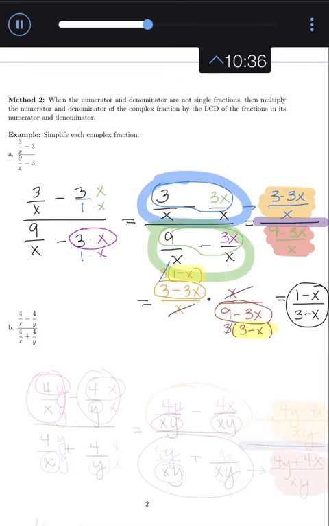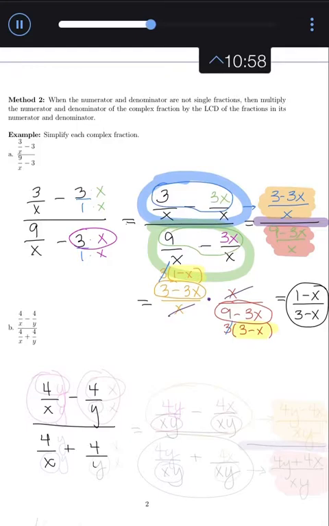Let's take a look at problem B. We want to use the same tactic. We've got multiple fractions on the top and multiple fractions on the bottom. I would like to have just one fraction on the top and one fraction on the bottom. So in order to do that, though, I need to get a common denominator.